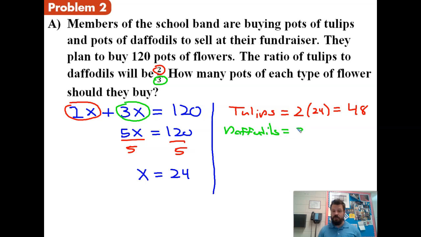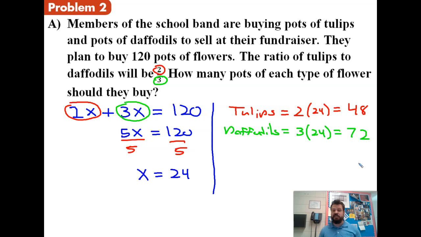So my daffodils will be 3 times that 24. Or in other words, 72. We'll have 72 pots of daffodils that we need.